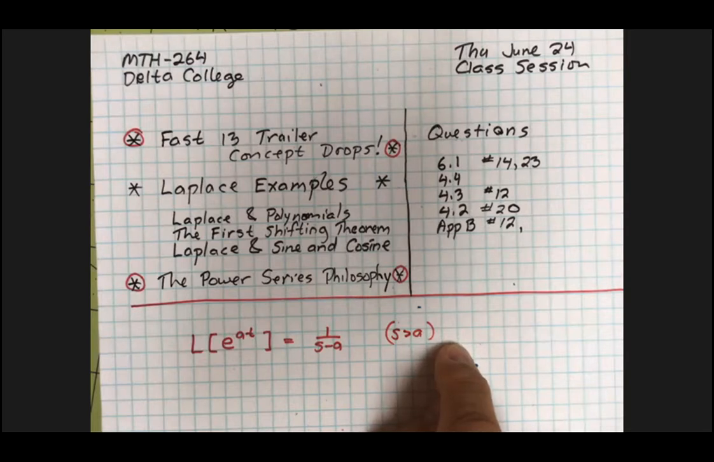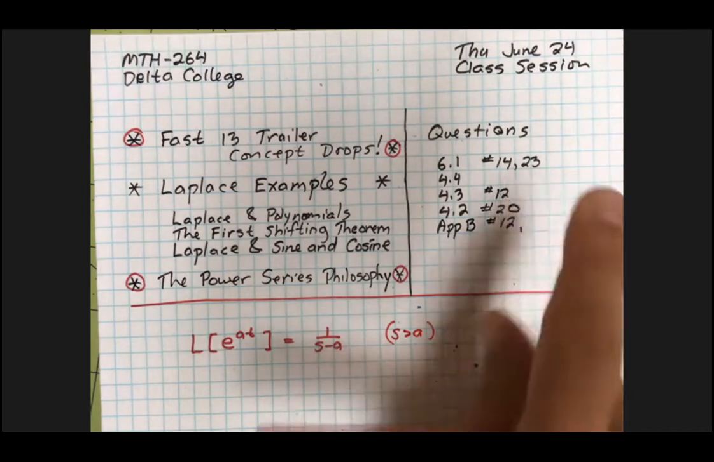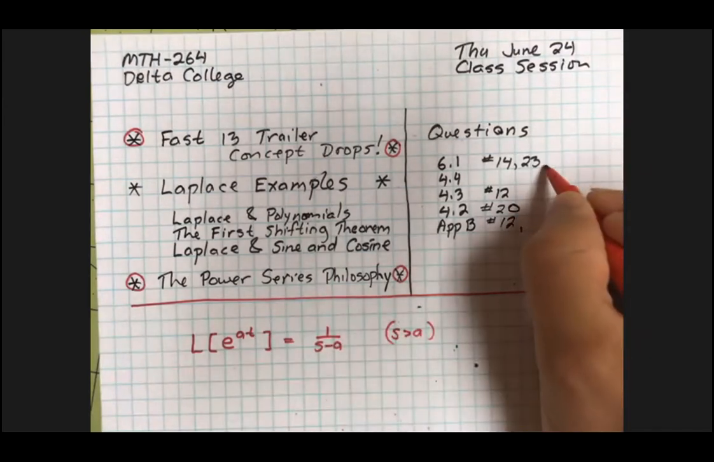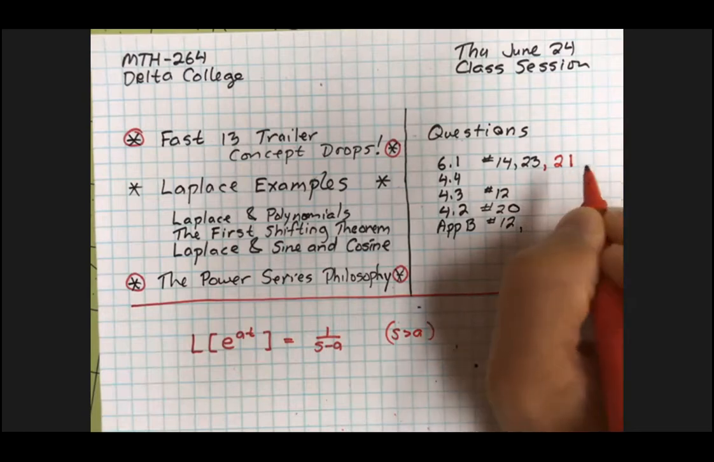Let us do one more Laplace transform, possibly, and then let's try one of these problems here in 6.1. Let me see what I got. Maybe one of them is accessible right away. 6.1.14 was kind of a reverse engineering problem. 6.1.23. I think I should even try 6.1.21. Maybe that's where I'll start.